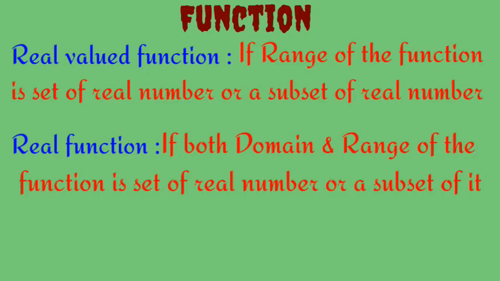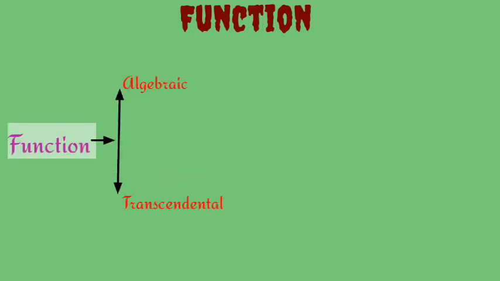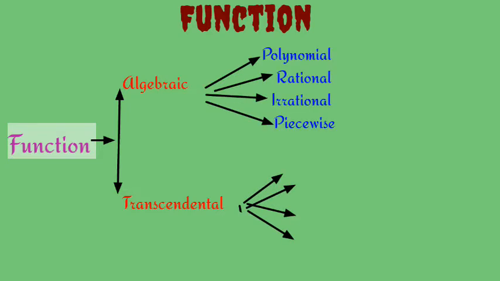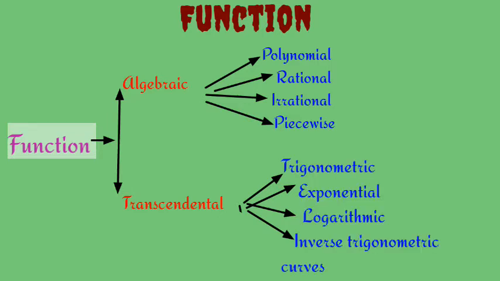And if I replace both the domain and range of a function by the set of real numbers or a subset of real numbers, then it is called a real function. Now let's have a look at the classification of functions. Functions are mainly classified into two parts, algebraic and transcendental. Then algebraic is further classified into four parts: polynomial, rational, irrational and some piecewise functions. And transcendental functions are also classified into trigonometric, exponential, logarithmic and inverse trigonometric functions.